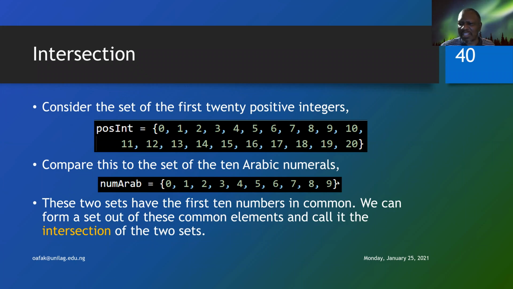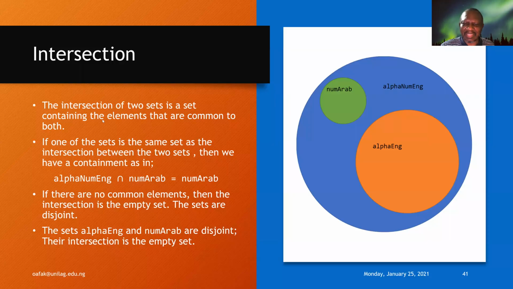For instance, if there are other numbers here that are not here, then there will be an intersection and there will still be some things that are here and not here. So this is what we mean by intersection. The intersection of two sets is a set containing elements that are common to both. So the intersection itself is also a set. If one of the sets is the same set as the intersection between the two sets, then we have a containment as we have just shown.